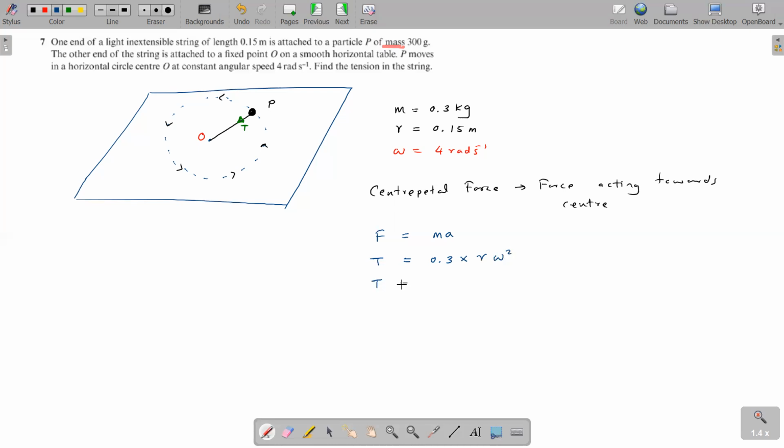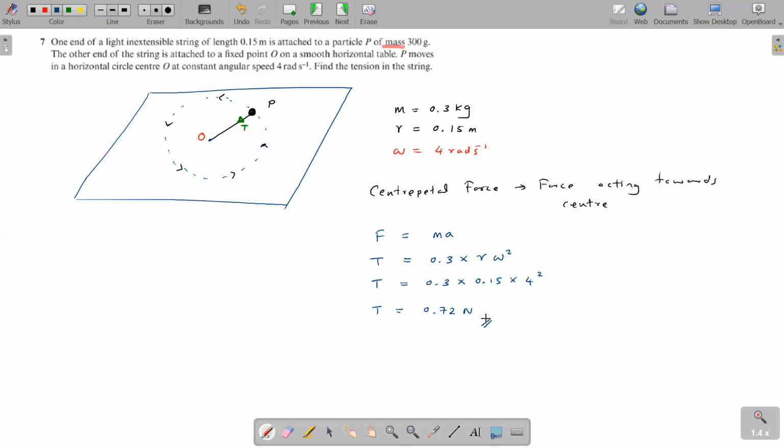So we have here tension equals 0.3 into radius 0.15 into omega square, which is 4 square. So tension equals how much is it? 0.3 into 0.15 into 4 square. So I get tension is 0.72 newtons. So this is the tension in the string.